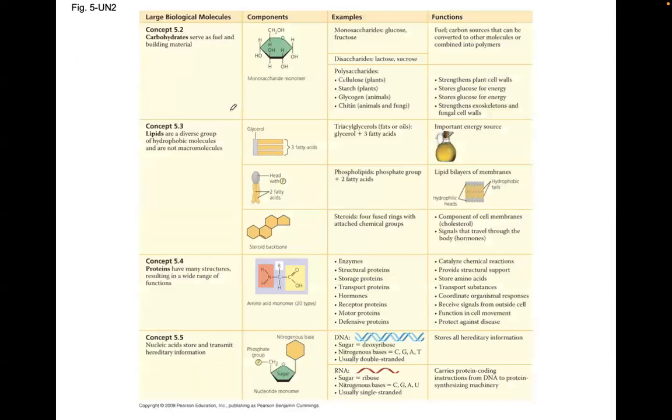Now this is a summary of what we've done. We started with the biological molecules. We started with carbohydrates. Carbohydrates are referred to as the fuel and building materials. Carbohydrate is CHO, made up of carbon, oxygen, and hydrogen. And this is the monosaccharide molecule.